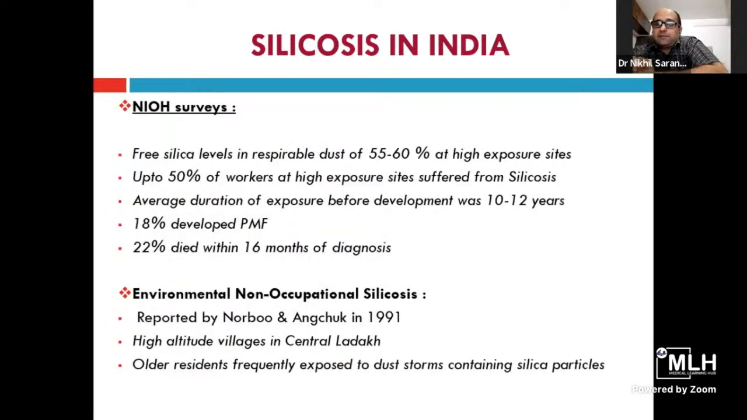The NIOH surveys revealed that silica levels were high in the respirable dust in more than half the high exposure sites. More than half of the workers at high exposure sites suffered from silicosis, a very high incidence compared to other countries. The average duration of exposure before development of disease was 10 to 12 years. 18% developed massive fibrosis and 22% died within 16 months of diagnosis. You also have environmental non-occupational silicosis, reported in high altitude villages of central Ladakh by Norbu and Angchup in 1991. How do these residents get exposed? They are exposed to dust storms that contain silica particles, so again it is a non-occupational exposure. Next.